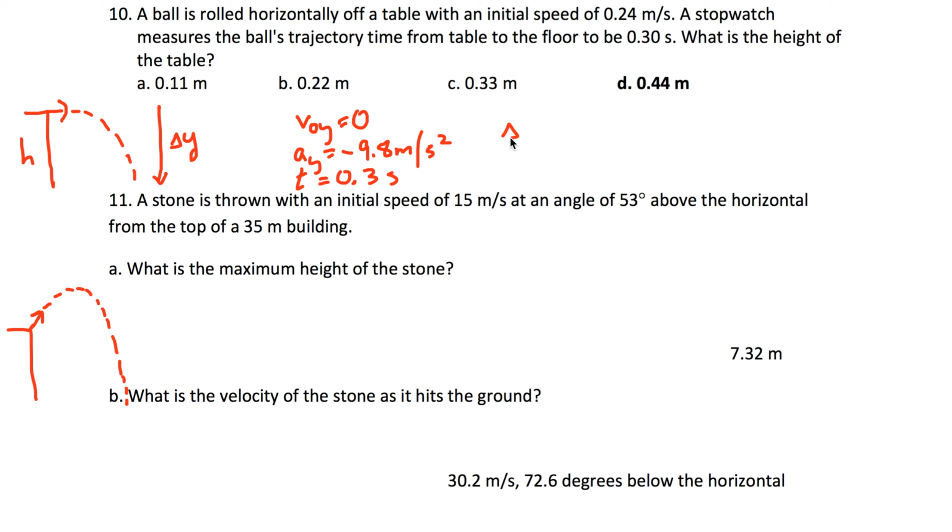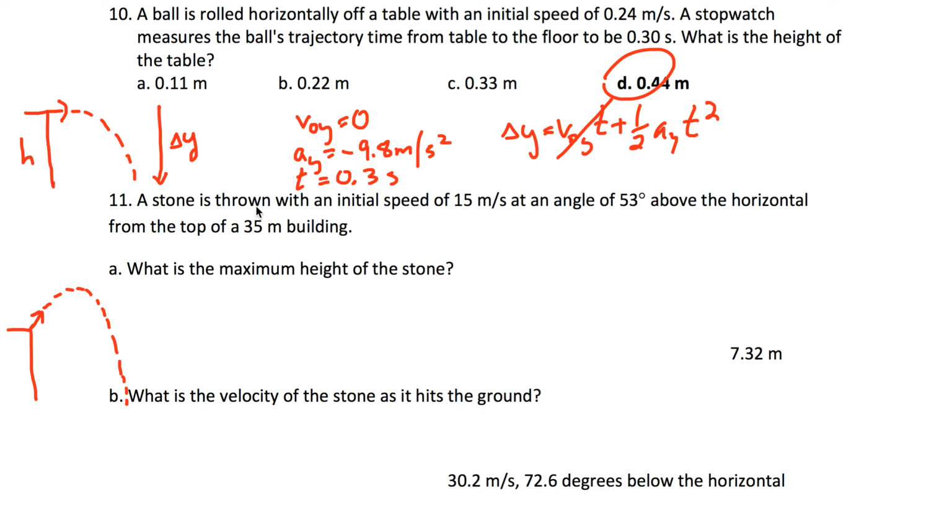So I chose to use this equation right here. Delta y is v0y t plus 1/2 ay t squared. Cross out the first term since v0y was 0, and I plugged in the givens right here, and it gave me about 0.44 meters.